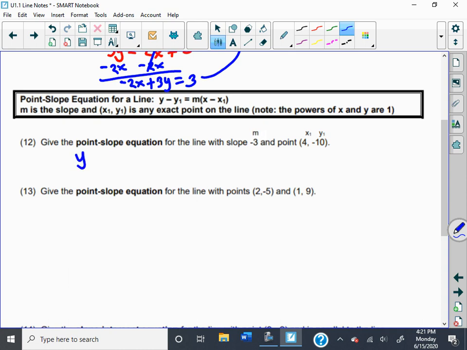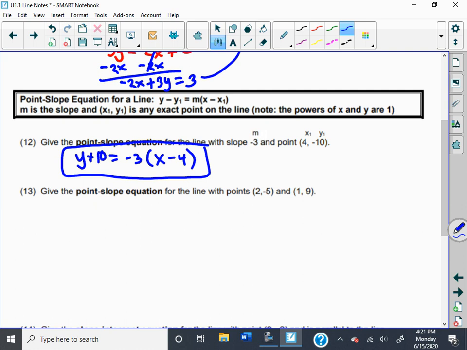So y minus y1. Y minus -10 changes to y plus 10 equals our slope, -3, times x, and then minus the x coordinate x1, so x minus 4. We can see that this is in the form of y minus y1 equals m times x minus x1. That's our point slope.